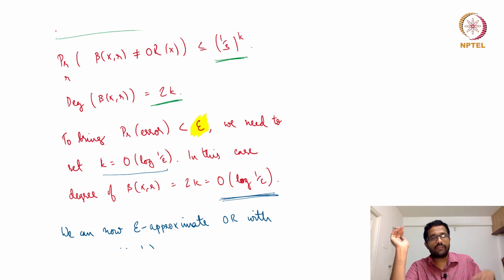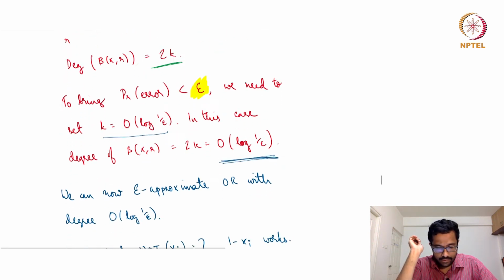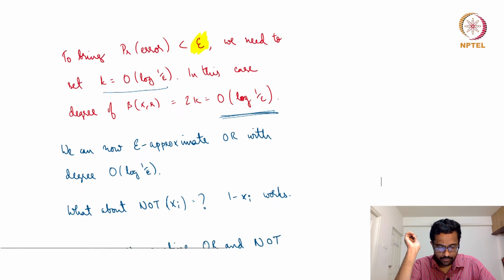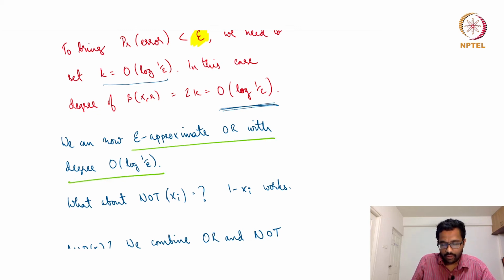Okay, so now we have seen how to epsilon approximate, for any epsilon, the OR function using an order log 1 by epsilon degree polynomial. This is our main building block, and it turns out that this is enough. So now what we have done is we have epsilon approximated OR with a degree of order log 1 by epsilon.